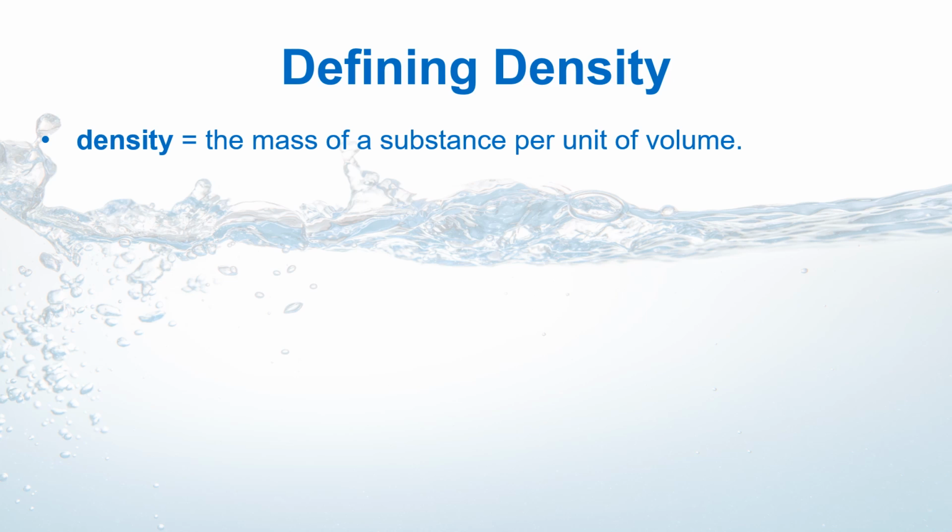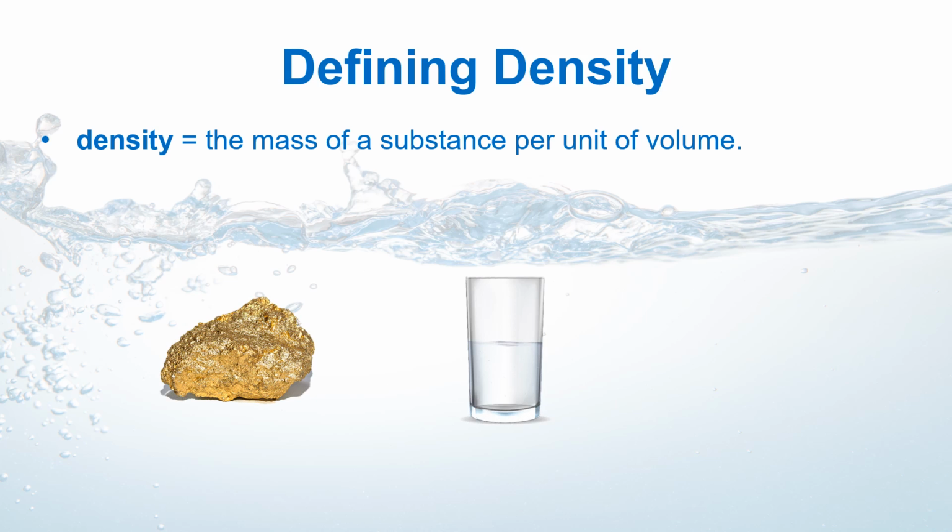So, for example, if you had a big old chunk of gold, first off, lucky you, but secondly, a chunk of gold would have a density. If you had a glass of tap water, the water in the glass would have a density. And if you had a helium balloon like we used to get at birthday parties, the helium filling the balloon would have a density.